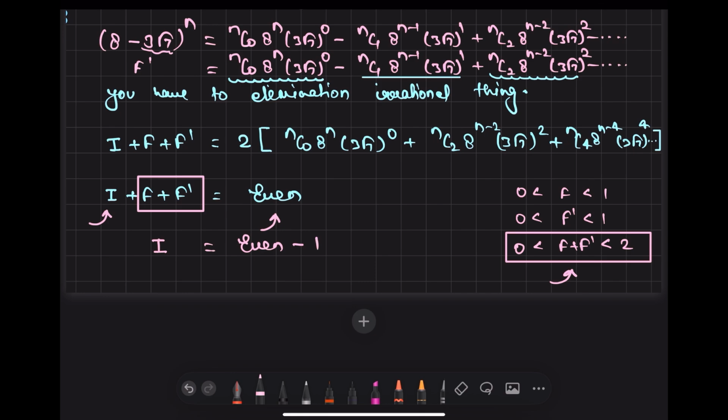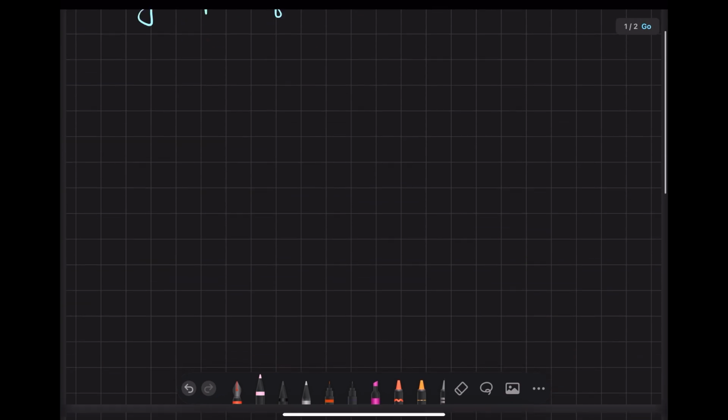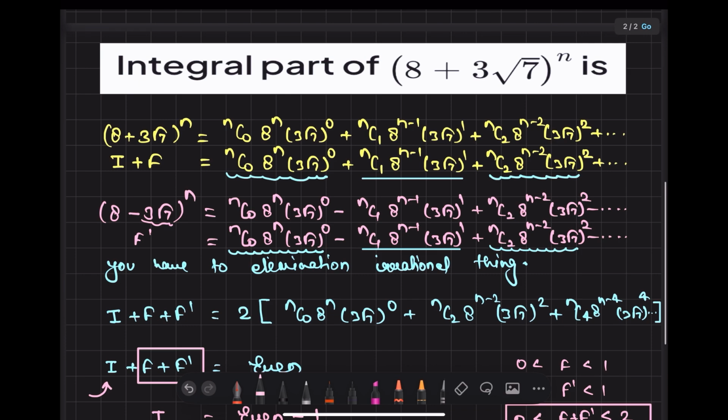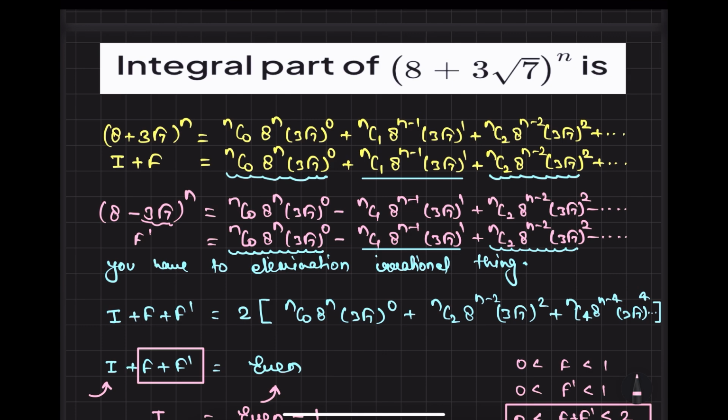If you subtract 1 from an even number, 100% you will get an odd number, no? So can I say that the integral part will be an odd number? Correct? So for this question, the integral part is an odd number. I hope the idea is clear and you can solve similar questions. Okay?